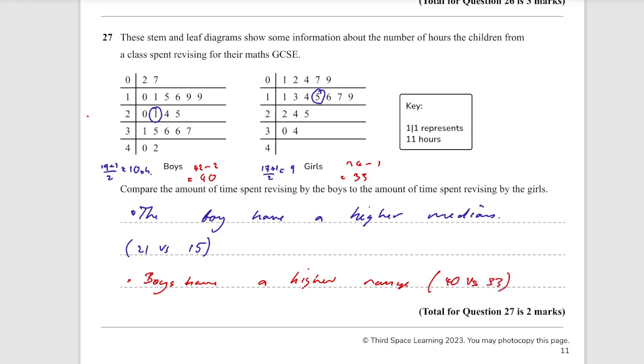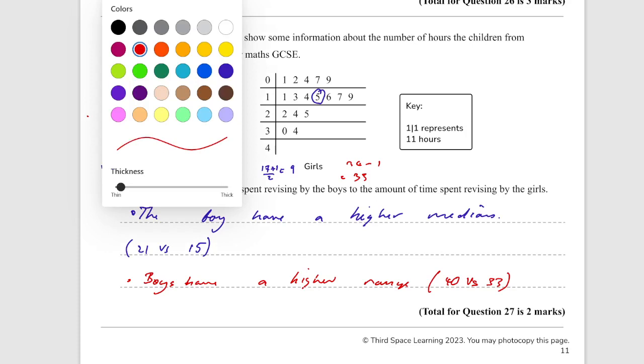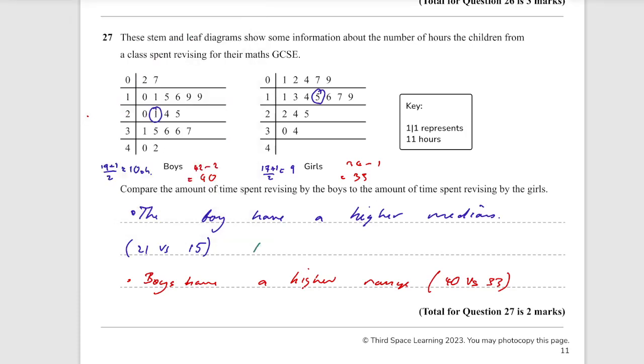Let's have a look what the mark scheme says. One correct comparative statement, at least two correct comparative statements. So the boys had more higher values than the girls. The higher value was higher for the boys. The median was higher for the boys. The range of times was greater for the boys. So there we go. If I go green, so we've got an A1 and then an A1 for two correct statements.